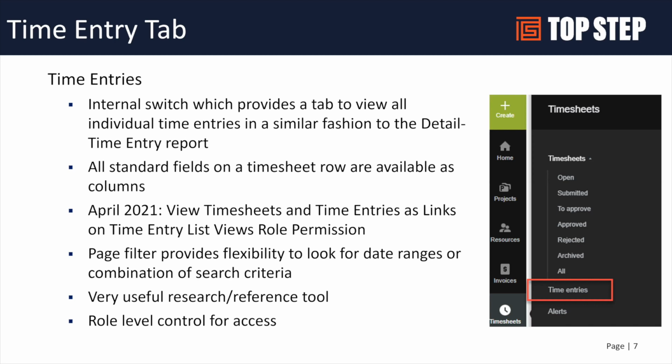There was an enhancement to it in 2021 to allow whether you want a role to be able to see the timesheet at the time entry as well as time entry as links. So if you wanted to take that away from an end user, where they could see the detail but not actually drill down, that is a role permission that was released in the April 2021 release. You get all the filtering capabilities for date ranges, the advanced filter, column filters, all available within the time entry report. And it does respect the role level control.